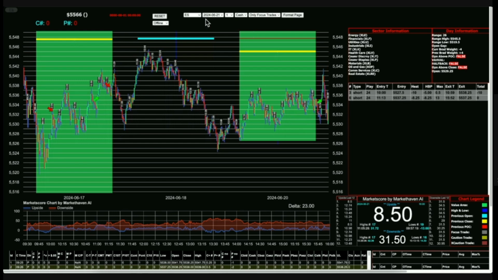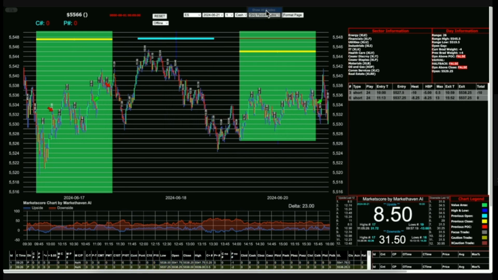This is the next day, which is the 21st on the ES. And again, I'm going to go through the ES charts, and then I'm going to go back through and show you the NQ charts for the exact same days. This day, much easier day. Everything is below the close, and you only get 2 focus trades.